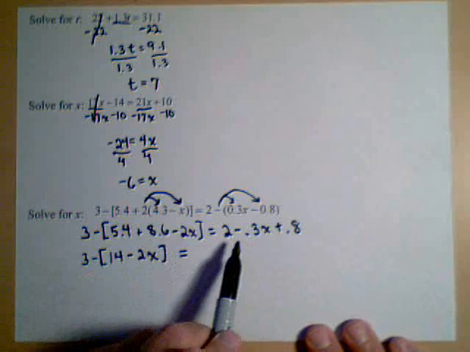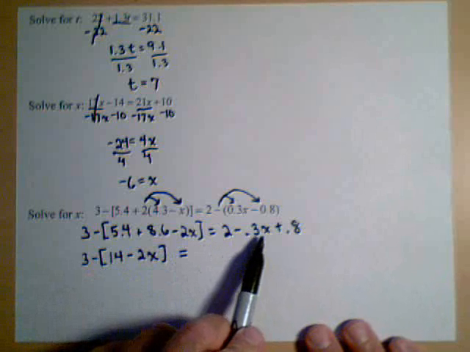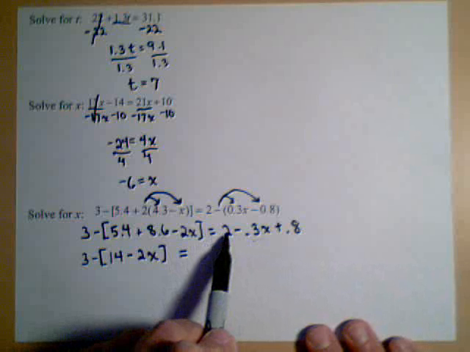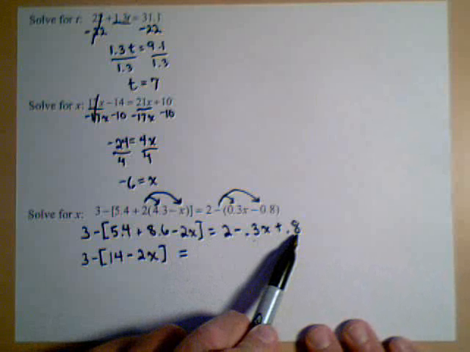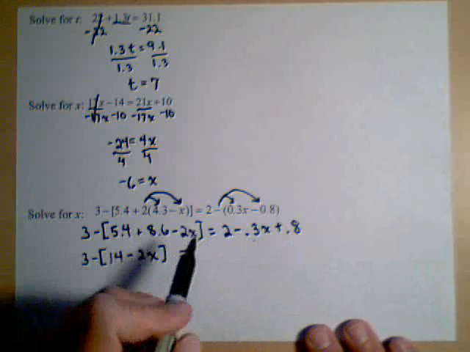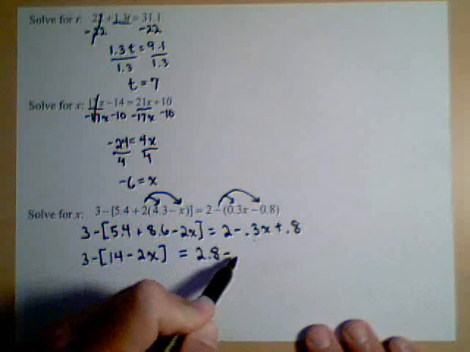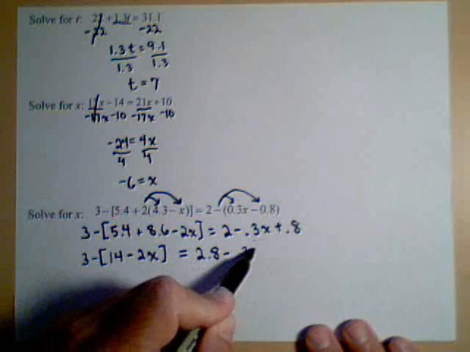Equals. Over here, what can we combine? Well, we only have one x term, so that can't be combined with anything. But we have a 2 and a plus 0.8. So, putting those together, we get 2.8 minus 0.3x.